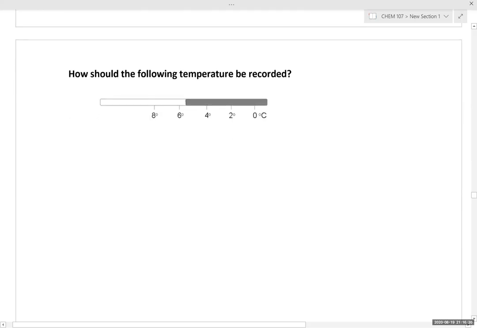So let's do an example. Suppose you're dealing with a thermometer, and this is like an old school thermometer. I'd like you to try to answer the question, how should the following temperature be recorded? So again, you need to tell me what the value of a tick mark is, what the value of 1/10 of a tick mark is, and then the overall certain and estimated digits in your measurement. I'll give everyone about 2 to 3 minutes to work on this example, and then we'll discuss.